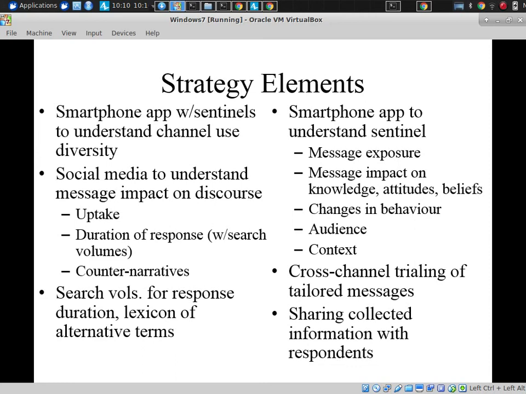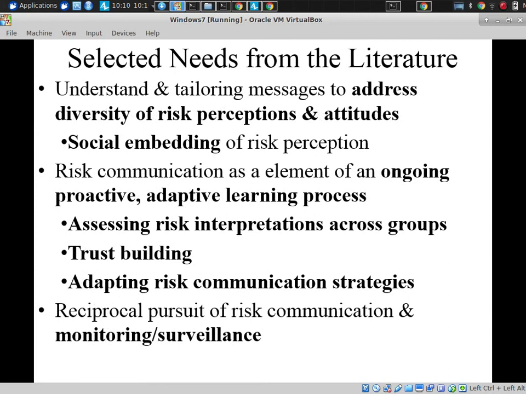It also allows us to understand more about the particular audience and the context. Who's responding? How are they responding? That can give us understanding to further refine our messaging. We can trial messages on a cross-channel basis. We can trial messages at lower cost online and see what sticks, see what messages actually make it out there in terms of going viral, see what messages are passed along. And we can share, in certain cases, information with respondents that may help further build trust.